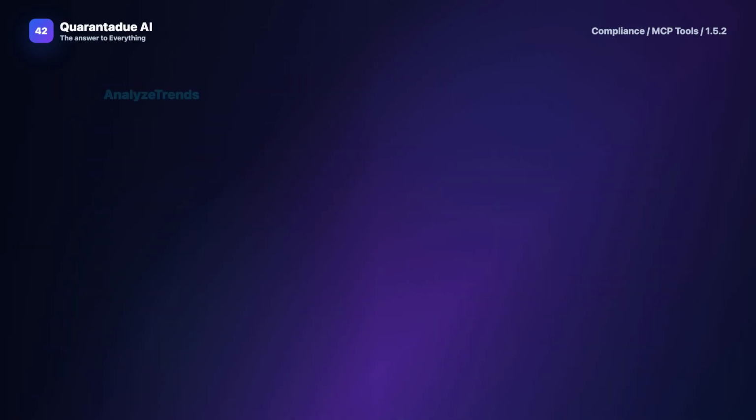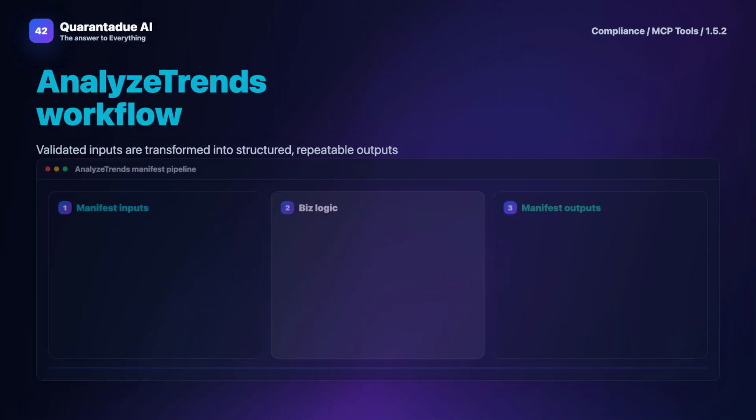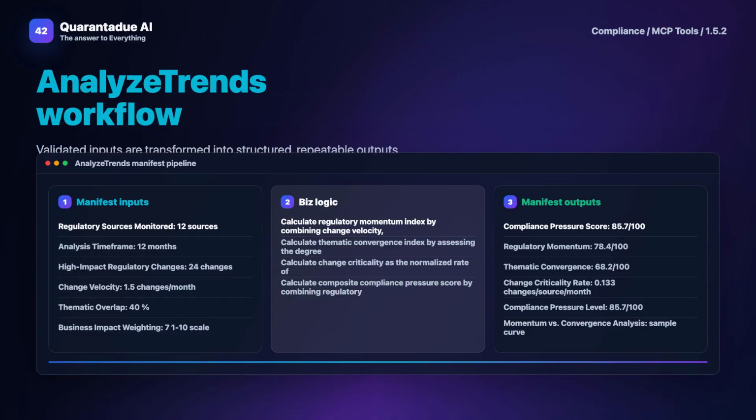The workflow then applies Calculate Regulatory Momentum Index by combining change velocity, time period, and high-impact changes. Normalize to a 0-100 scale representing acceleration of regulatory change. Calculate Thematic Convergence Index by assessing the degree of alignment across regulatory sources based on thematic overlap and number of sources. Normalize to a 0-100 scale.